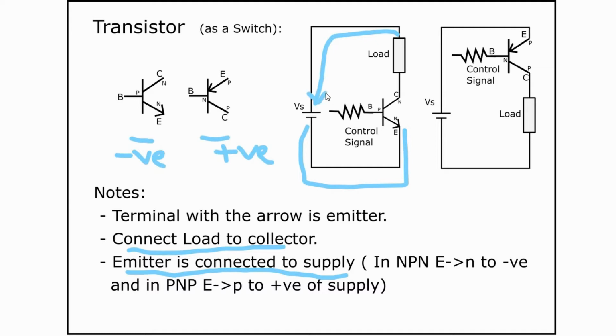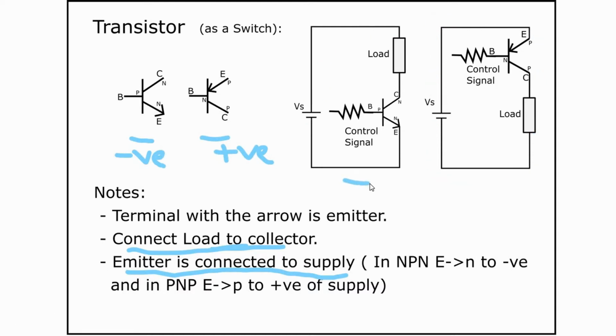So when we have to switch a positive supply, we are going to use a PNP transistor. Here, as we mentioned, the emitter is connected to the power supply. The polarity of the emitter terminal is P. So we are going to connect the emitter to the positive, and the load is connected to the collector. The other end of the load is connected to the negative of the supply.